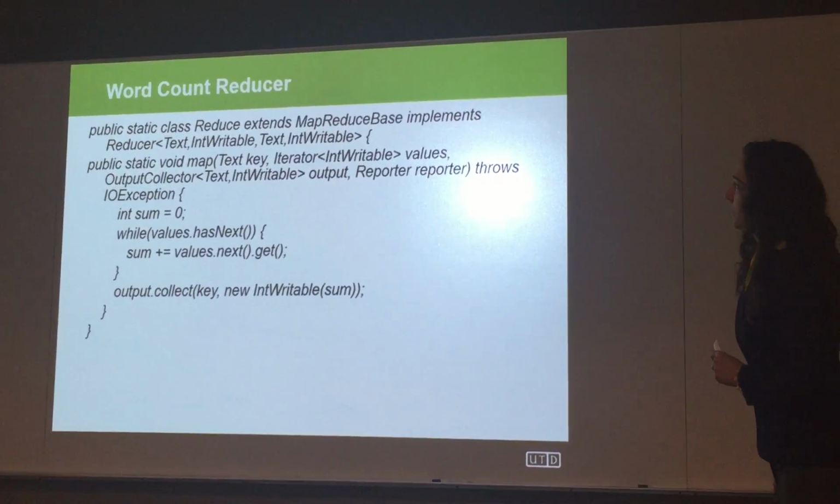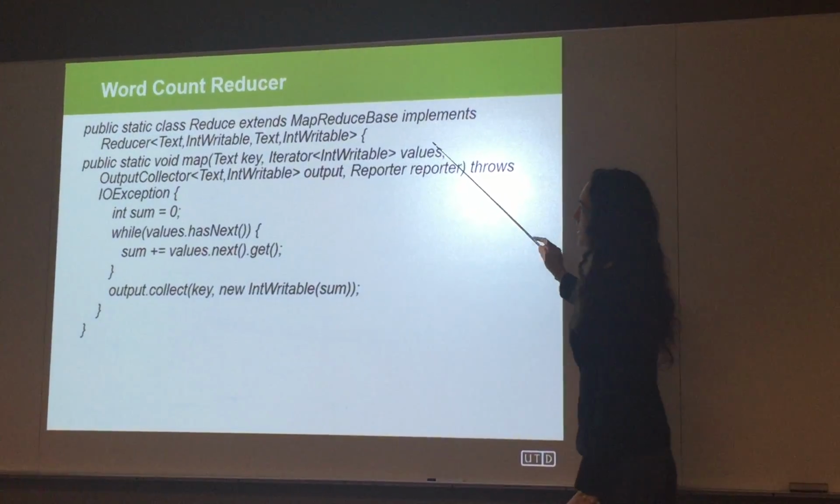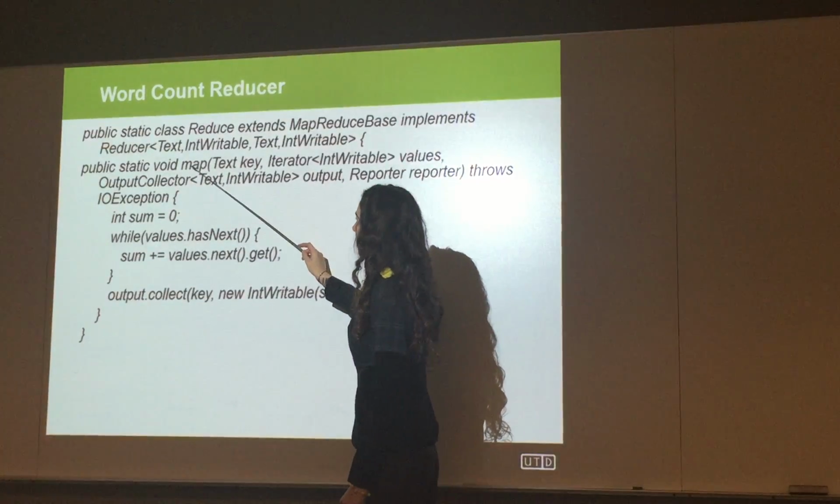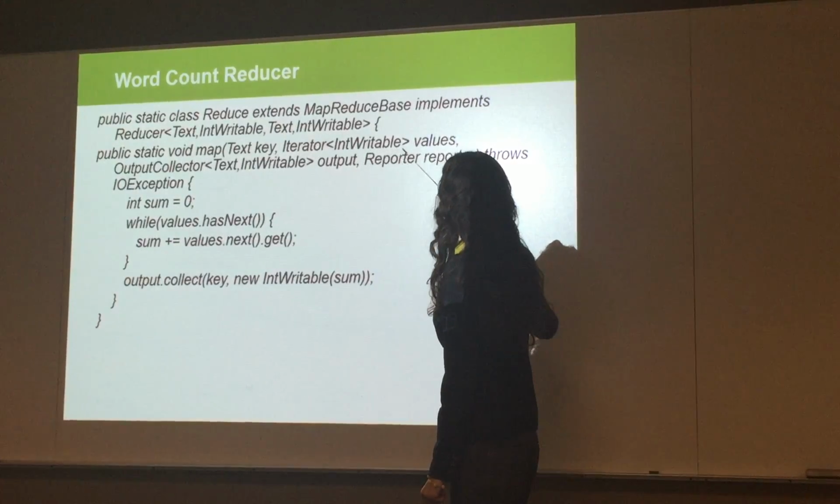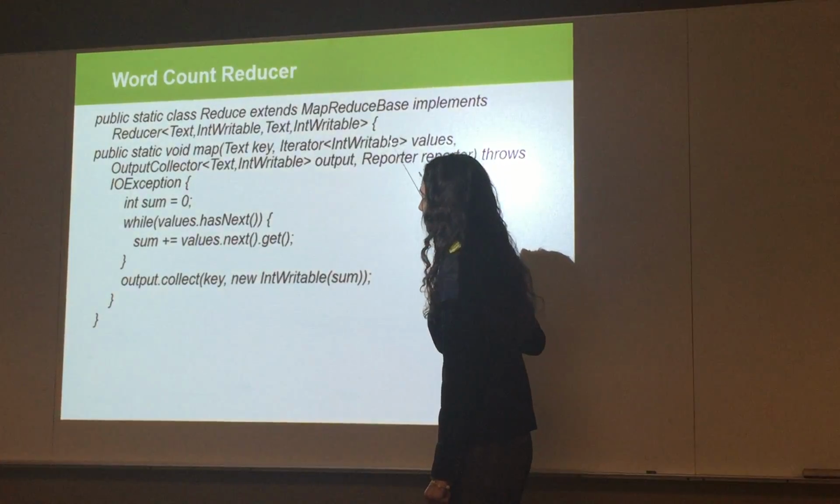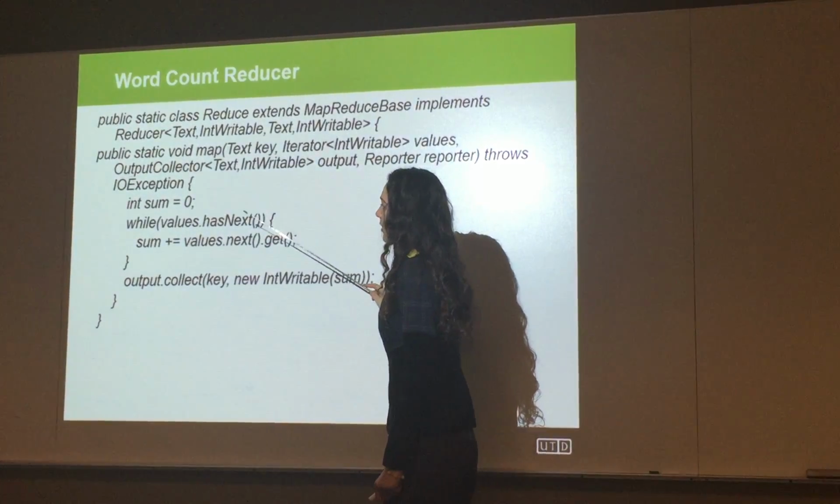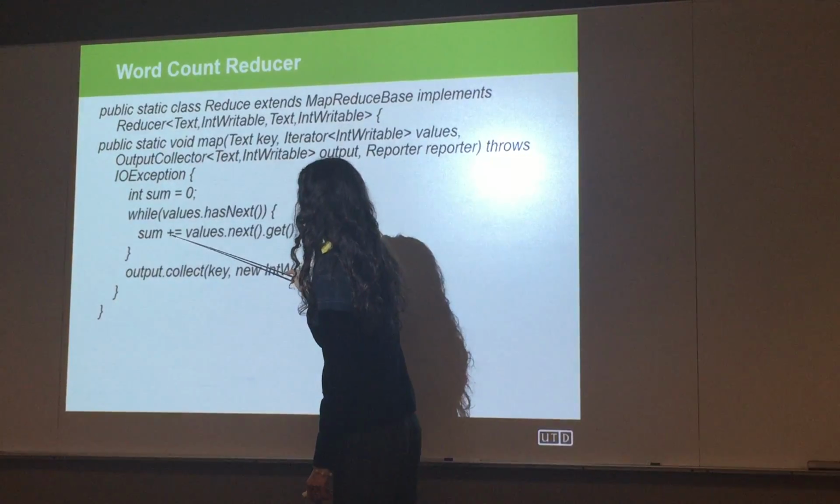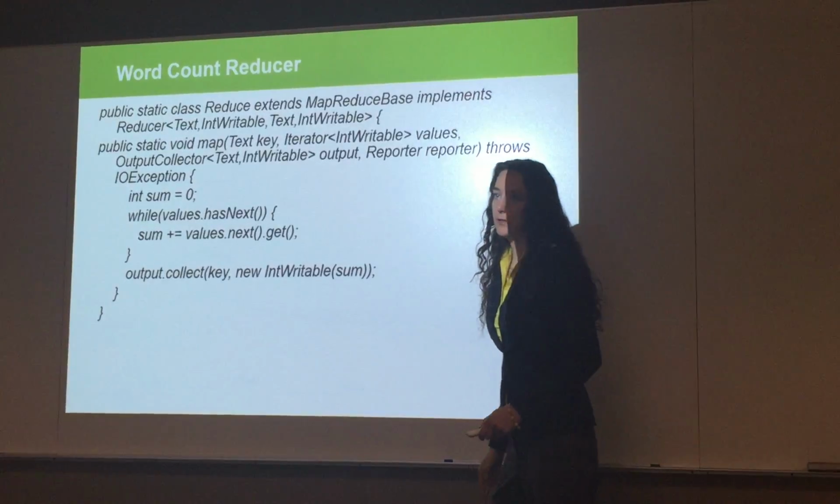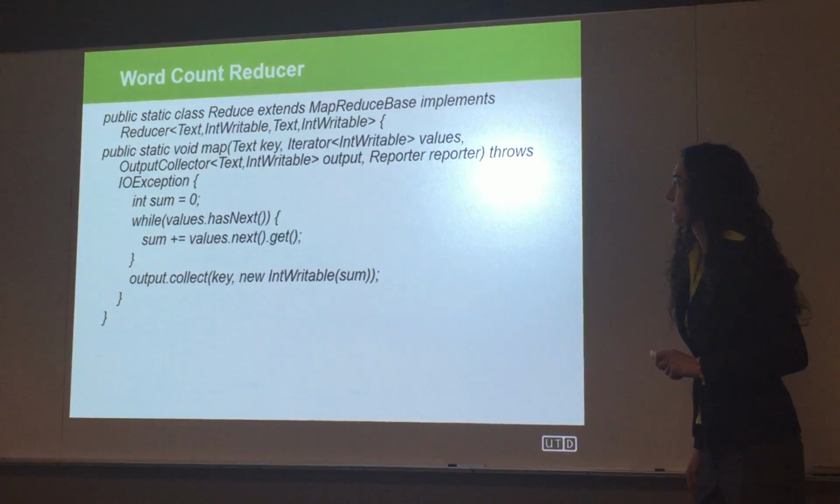The reducer: the class reducer extends MapReduce base and implements reducer. Again, it takes the key and the values as an input. While there are more values, increment. So it is just adding the numbers together.